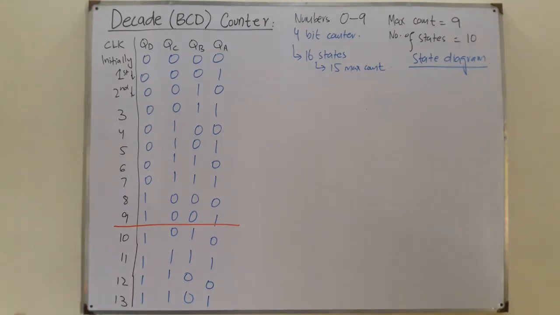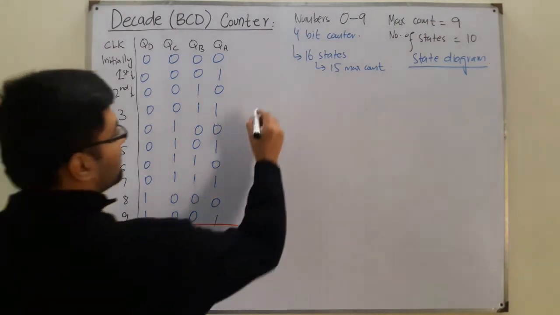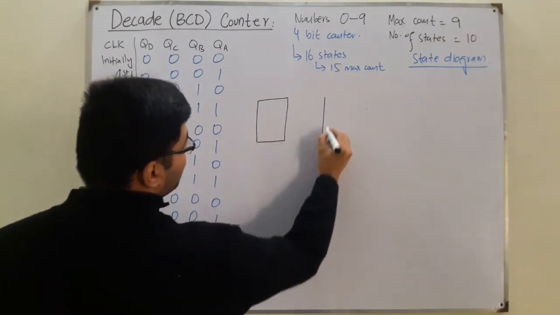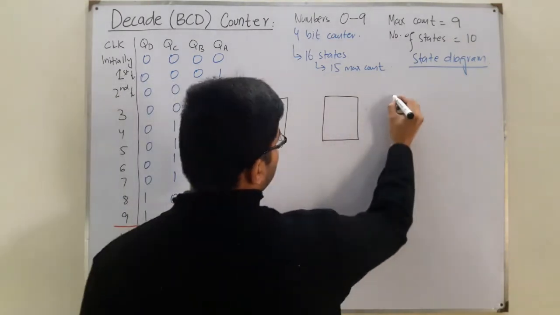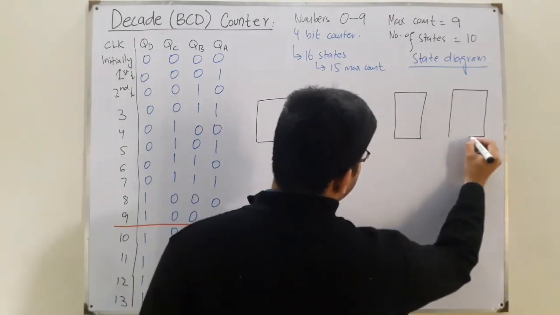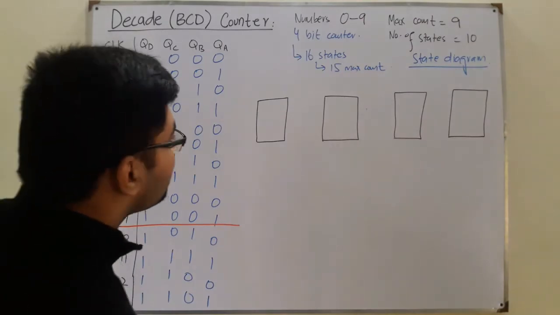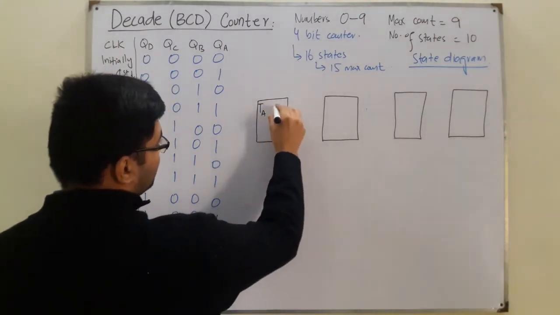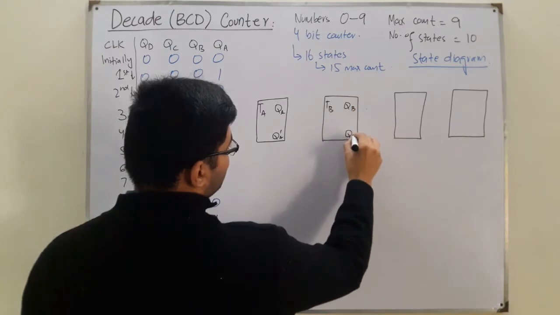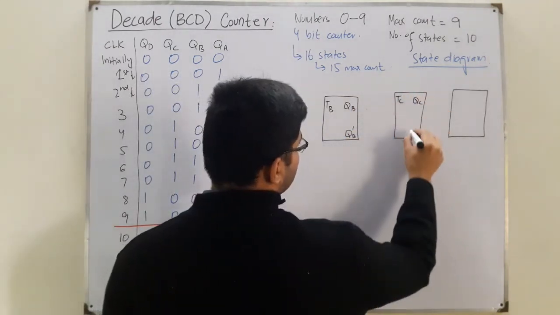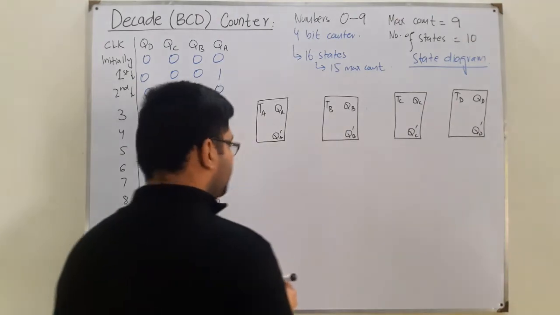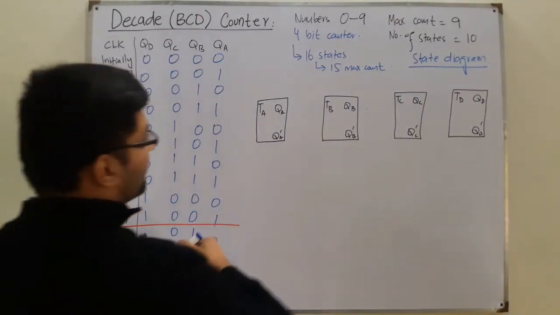Now, what do we have? 4-bit counter, so we require 4 flip-flops. Here we are. This is the first flip-flop, let's say. This is the second, the third, finally the fourth. Is it fine? Alright, so let's say this is a T flip-flop, TA, QA, QA complement, TB, QB and QB's complement. Then you have TC, QC, and QC's complement. Then you have TD, QD, and QD's complement. Alright, now a logic one is provided to all the T inputs.